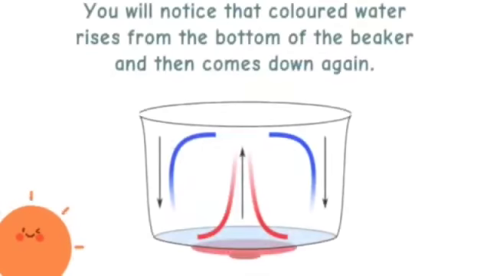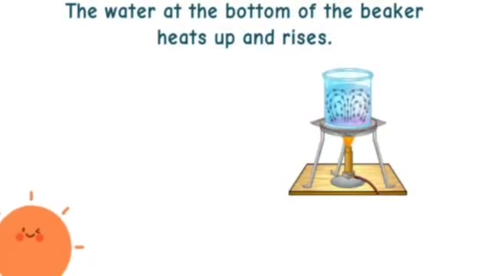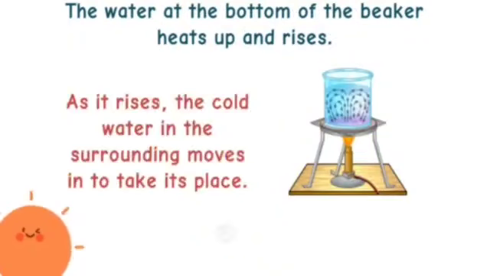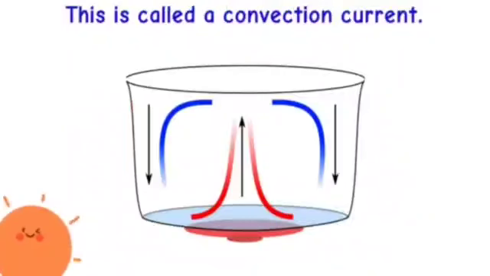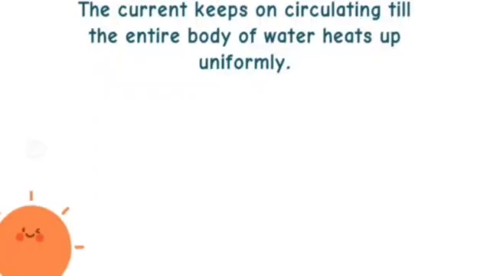You will notice that colored water rises from the bottom of the beaker and then comes down again. The water at the bottom of the beaker heats up and rises. As it rises, the cold water in the surrounding moves in to take its place. Then that too heats up and rises. This is called a convection current. The current keeps on circulating till the entire body of water heats up uniformly.